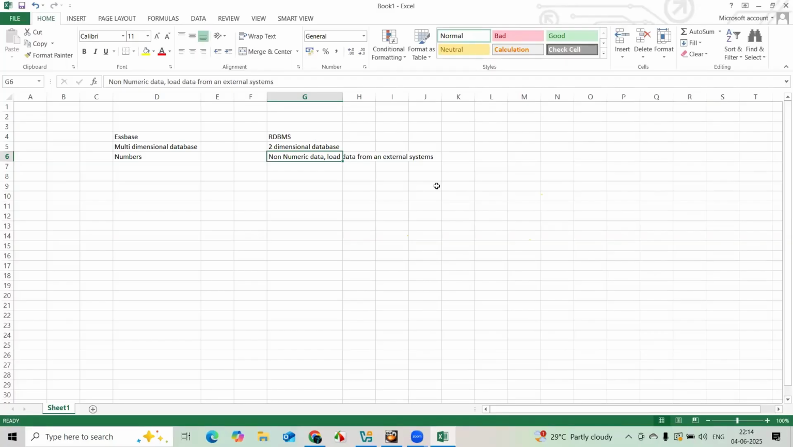Okay. So this is one important question. How many databases are we going to use in the EPM? That is two. One is Essbase and the second one is RDBMS.